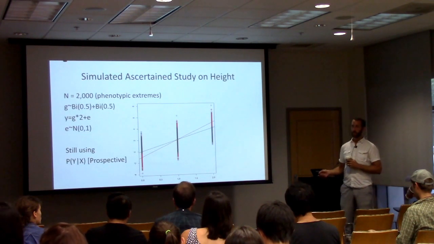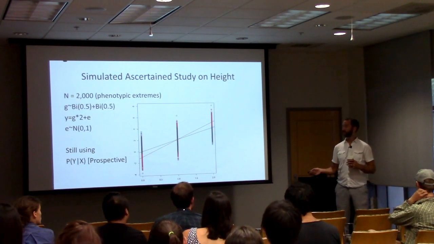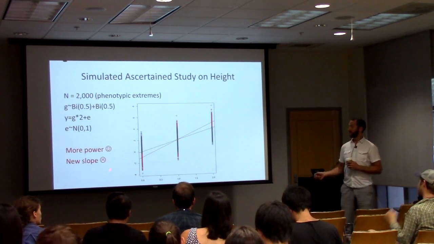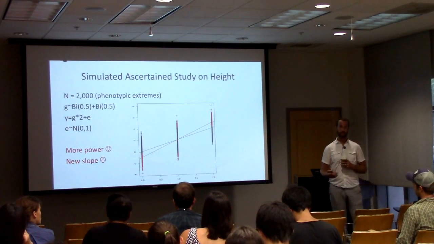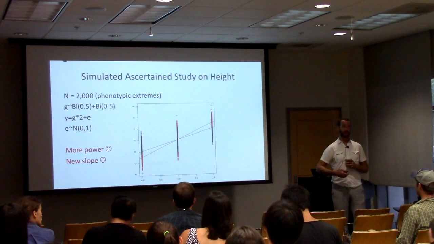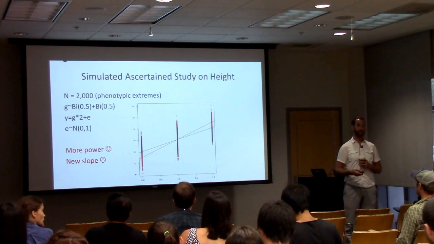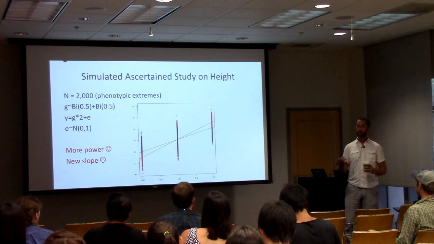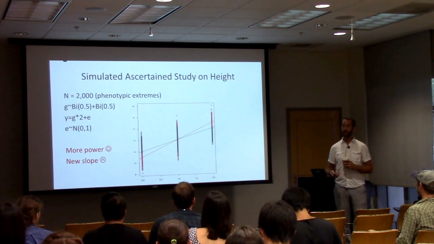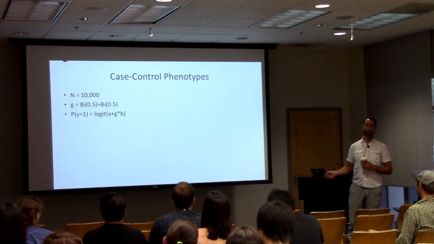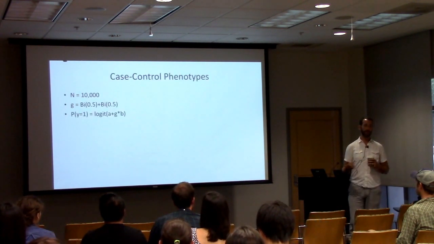And so we've done a good thing in the sense that we've increased power, but maybe we're unhappy about this new slope. Maybe we're more interested in the estimate of the parameter in the population than we were in determining whether or not the genotype was associated. So we have this sort of mixed bag of whether or not ascertainment was a good thing or a bad thing. Now let's move over to the case control world.